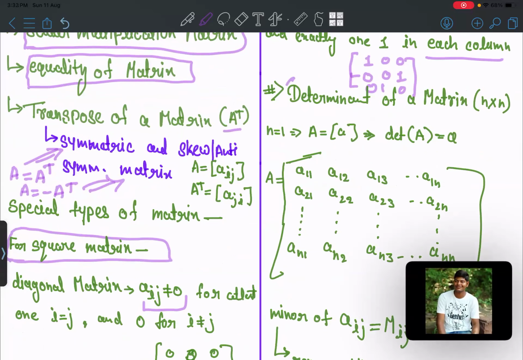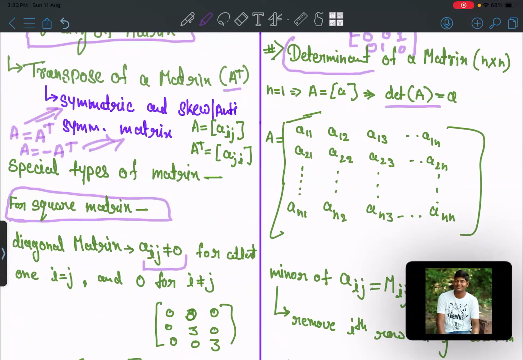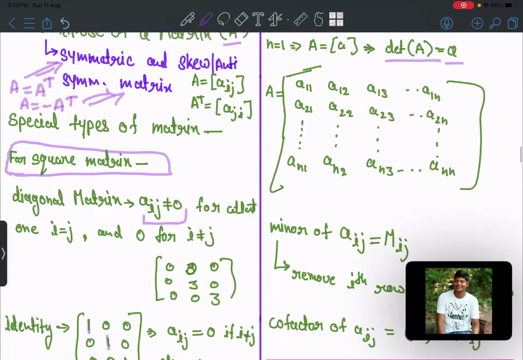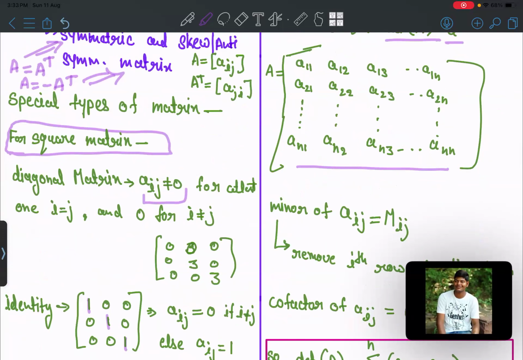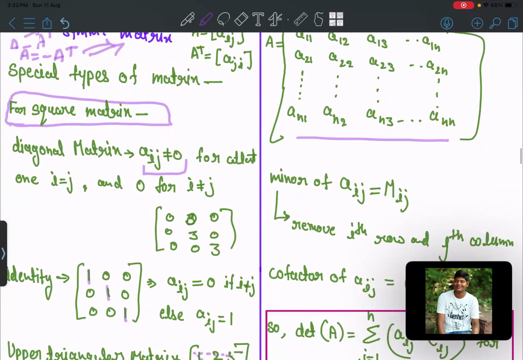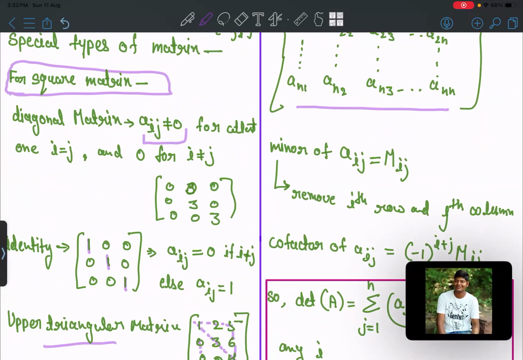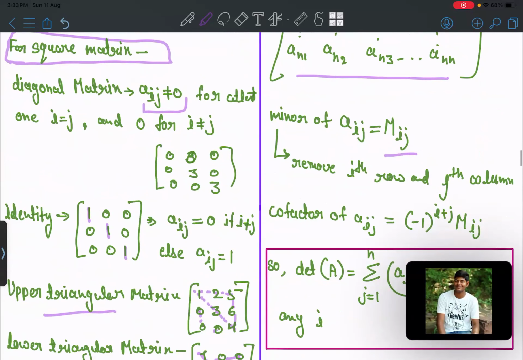Then, you already know what the determinant of a matrix is. It is represented by det of A. Suppose we have a matrix. We can find the minor of the matrix, represented by Mij. That will be equal to what? Remove the ith row and jth column. That will give the minor of the term Aij.